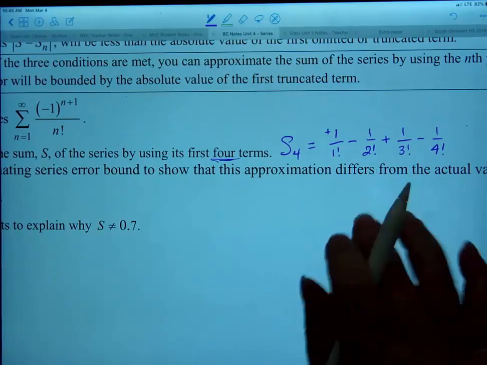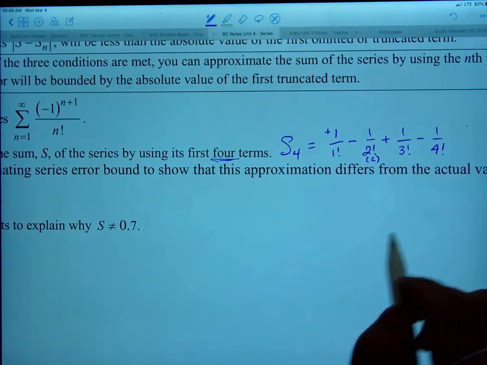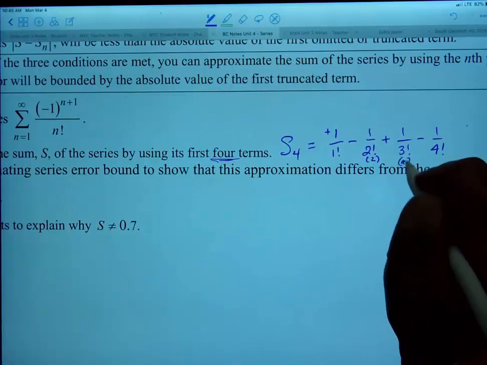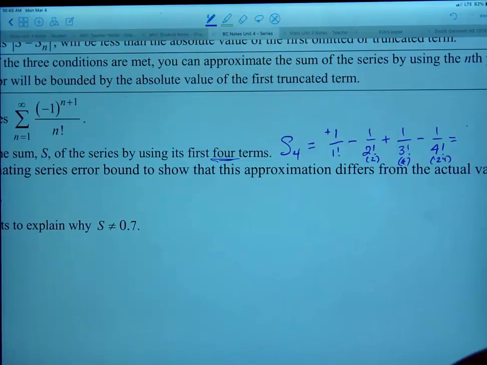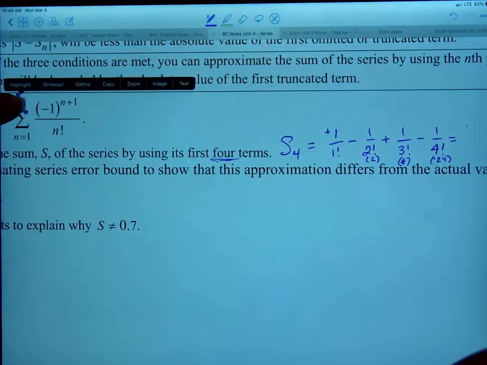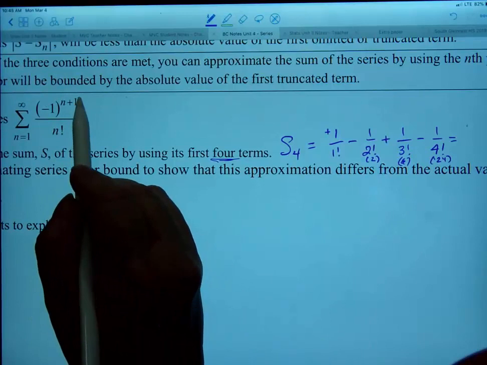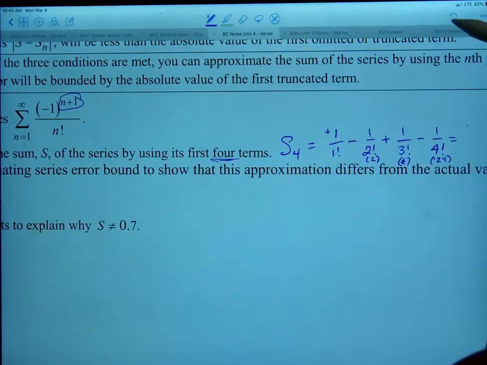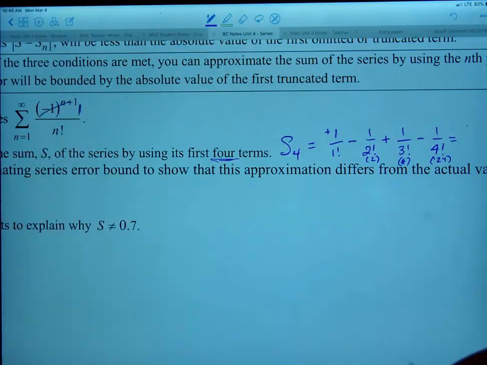So, do you know what 2 factorial is? 2. And 3 factorial is? 6. And 4 factorial is? 24. Now, question. How do you know the top is 1? Because once you remove it, it's the negative 1 to the n plus 1 that makes it alternate. That's what changes the sign back and forth. So once that's gone, the only thing left on top is a 1. Okay?